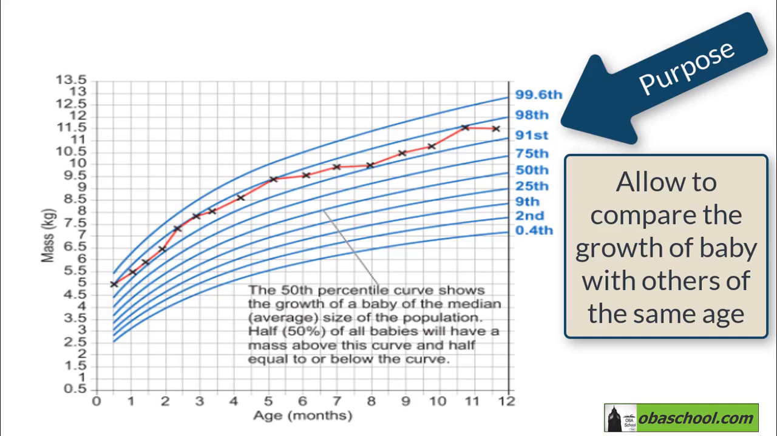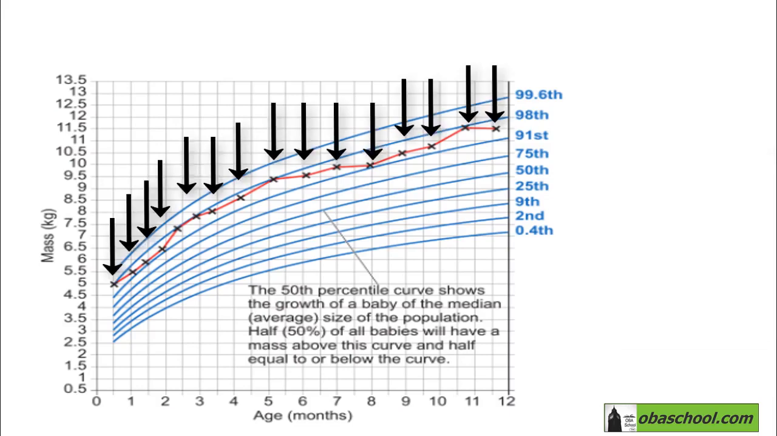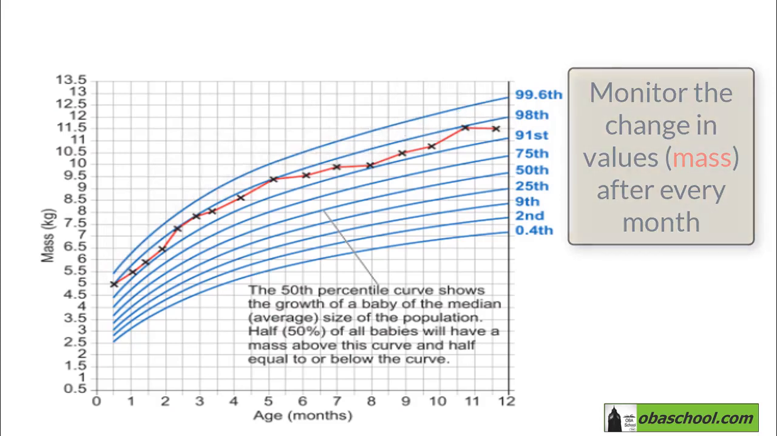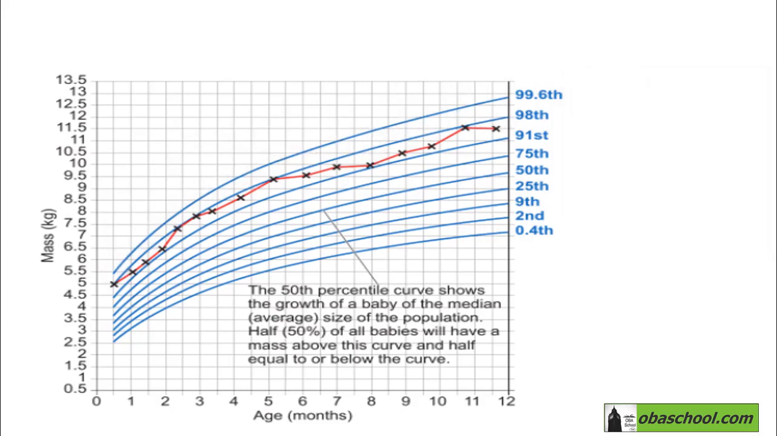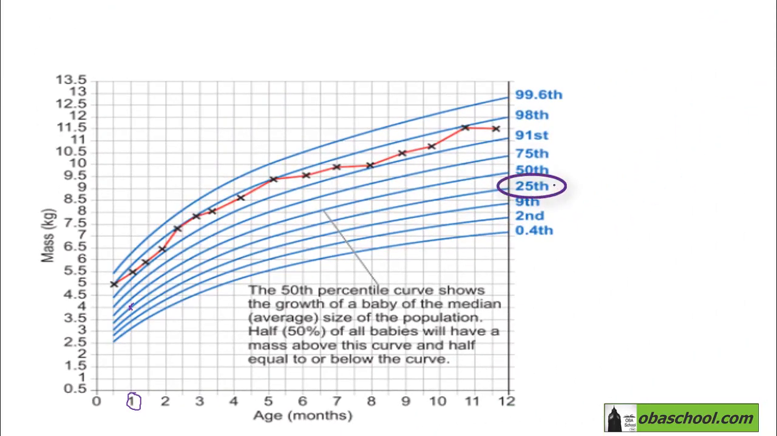And when we say how well the baby is growing, it means we will be monitoring the change in values after every visit to the doctor or after every month. For example, at the age of 1 month, a baby's growth rate might start here on the 4th line. The 4th line actually represents the 25th band or the 25th curve.